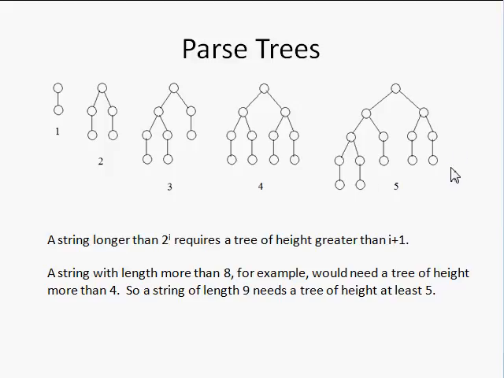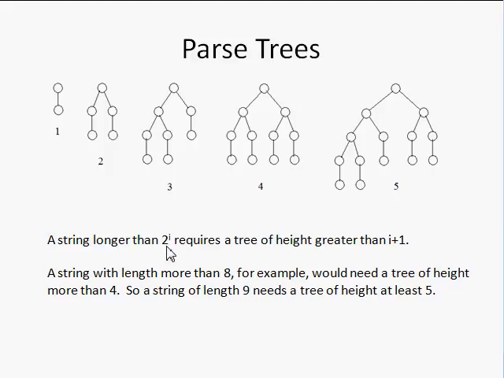And this shape of a tree gives you a relationship between the number of leaves that you have in the tree and the height of the tree. And here was the way we wrote down our discovery about that relationship: a string that's longer than a power of 2, where i is the power, requires a tree of height greater than i plus 1. So it's putting this to work with actual constants.